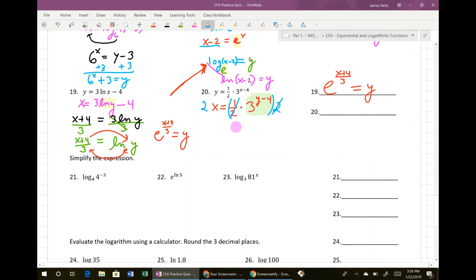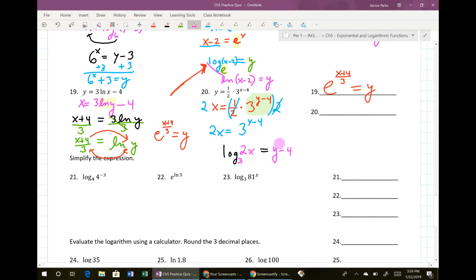This 2 and this 1/2 will cancel out, so I'm going to get 2x is equal to 3 to the y minus 4 power. Now that's isolated. You cannot add 4 because it's part of the exponent. So I'm going to change it into log form. Log equals. The base of the exponent is 3, so that's the base of the logarithm. The exponent is the answer to the logarithm, so that's on the opposite side. And then the 2x would go here.